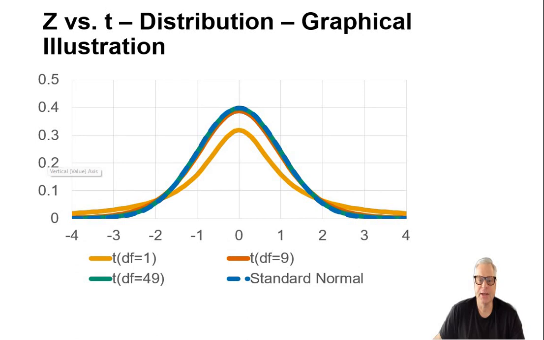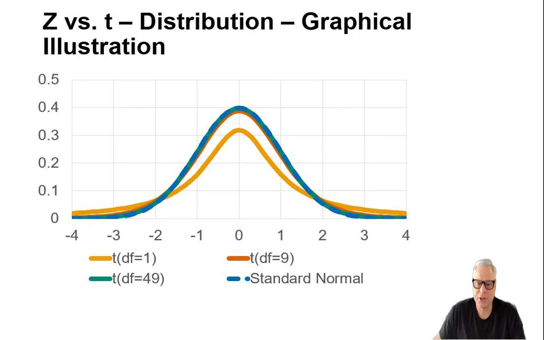So what I just said can also be visualized. You see here that yellowish probability distribution, and that is from a t-distribution when the sample size is only 2. You see that this curve is labeled t, and then in parentheses, degrees of freedom, df equals 1. So when it comes to the mean, the degrees of freedom are always n, the sample size, minus 1.